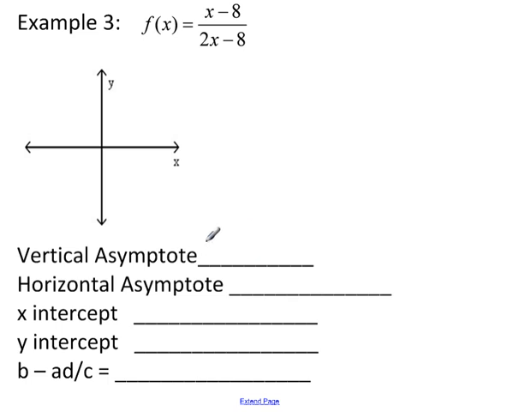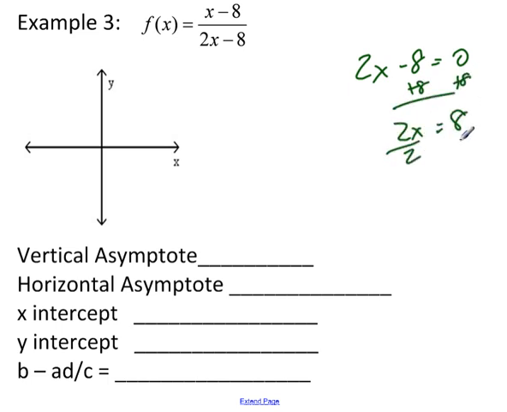Alright, vertical asymptote, bottom equal to 0. So we got 2x minus 8 equals 0. Add our 8 to both sides. 2x equals 8, divide by 2, and x equals 4. So our vertical asymptote is going to be at x equals 4. 1, 2, 3, and 4. Horizontal is our front numbers, and that's going to be at 1/2.